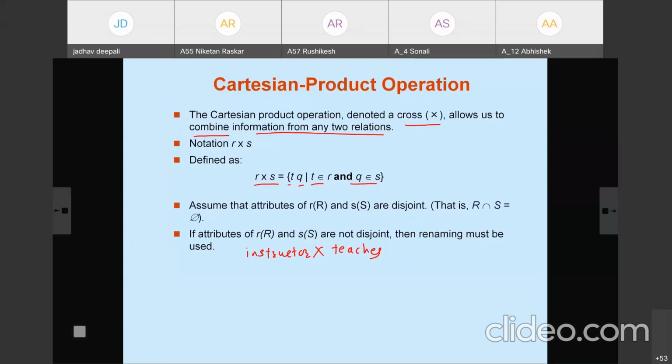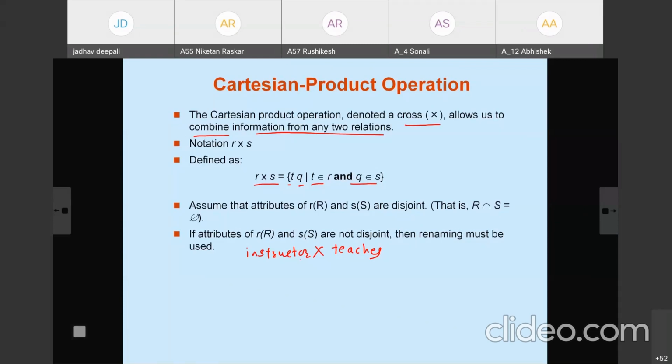Here in the instructor there are 4 attributes: ID, name, department name and salary. And in teaches, which records the courses taught by that instructor, it includes instructor ID, then course ID, section ID, semester and year. So in the instructor relation there are 4 attributes and in the teaches relation there are 5 attributes. So in the resulting relation there are 9 attributes.